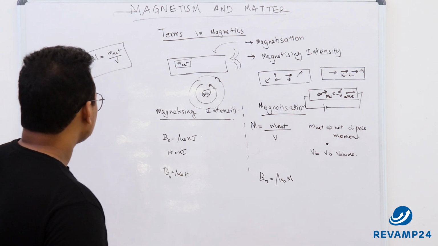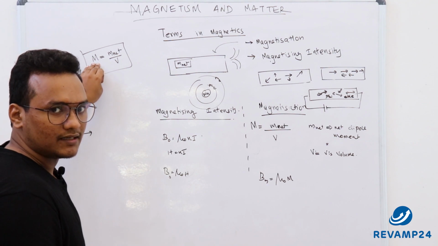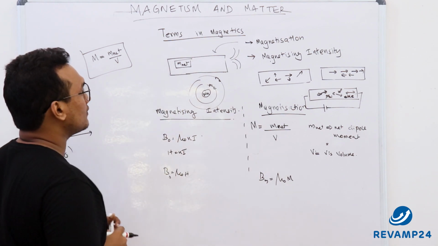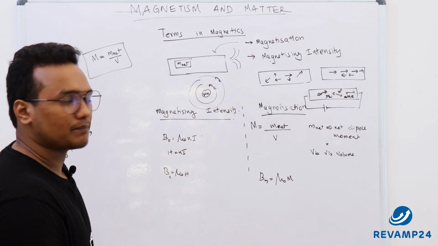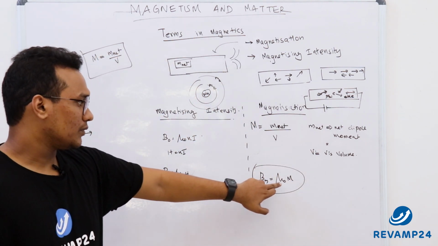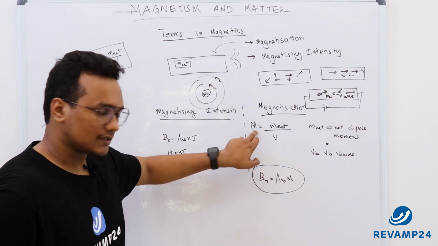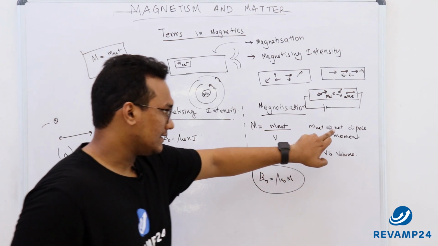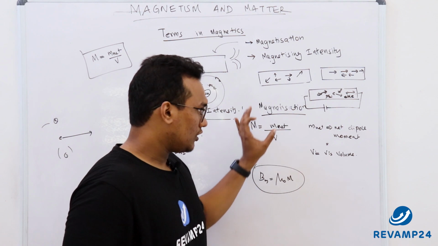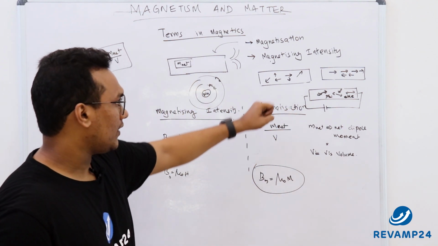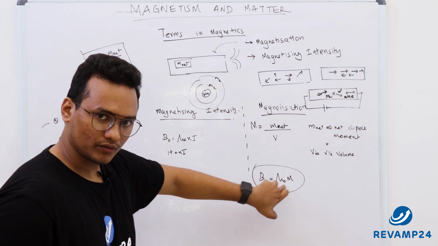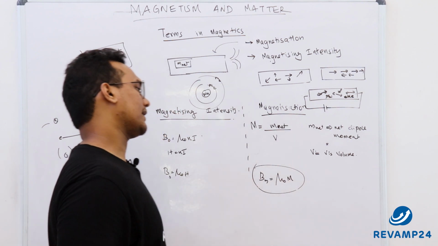Now this is magnetization, right? Now how to get the magnetic field inside the substance that has net magnetic moment M inside? That can be measured with B is equal to mu0 into M. So M is magnetization, that has been defined as M net, that is the net magnetic dipole moment, divided by volume. If you know this value, to get the magnetic field inside the substance, you can use this equation, B is equal to mu0 into M, where M is magnetization.